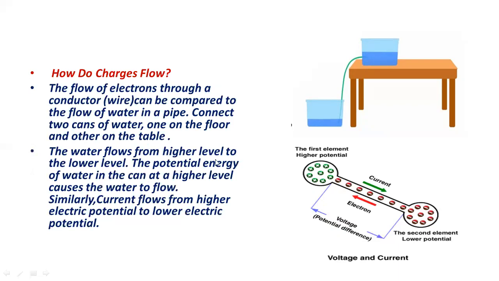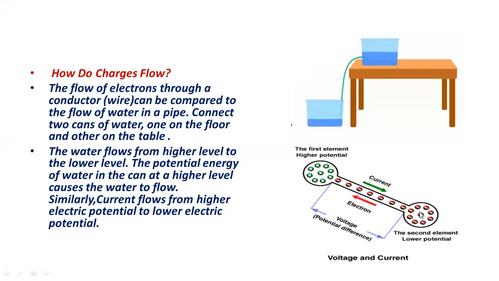What will happen to the flow of water? The water flows from the higher level to the lower level. It's understood that the water will flow from the higher container toward the lower container. So the potential energy of water in the can at a higher level causes the water to flow. Similarly, current flows the same way as the flow of water. Current flows from the higher electrical potential to the lower electrical potential.